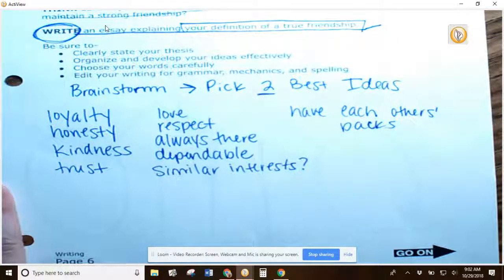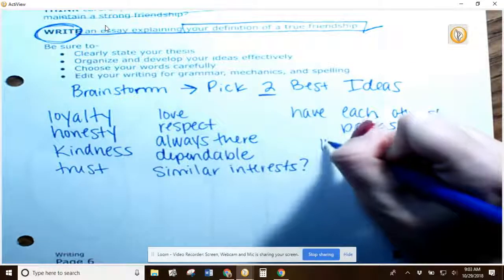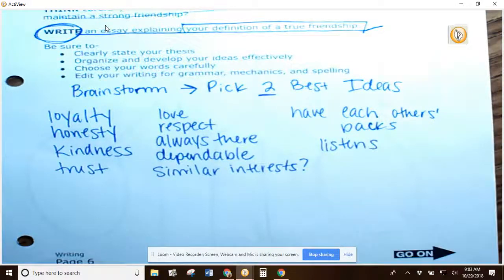Is having somebody that'll stand up for you important? Having each other's backs? Anything else that you want to add to this list? Anything that you think makes up a true friendship? What about someone who listens? Okay, anything else?